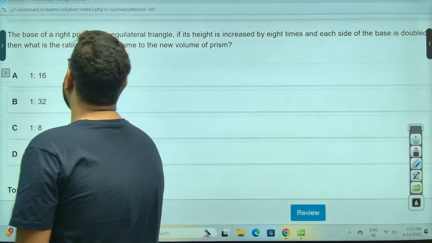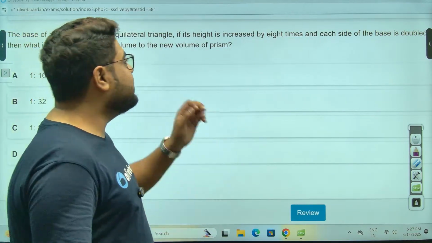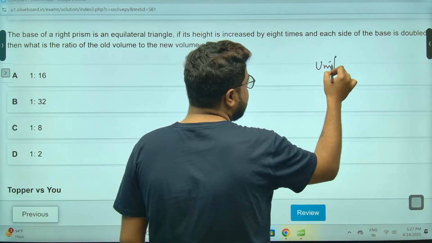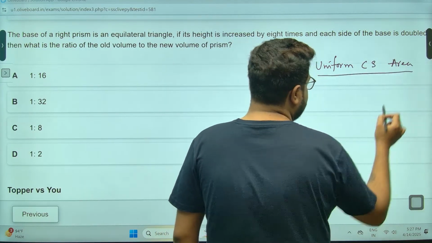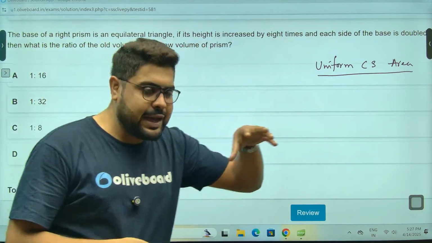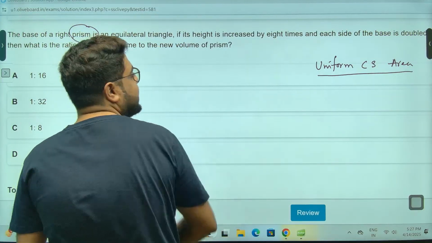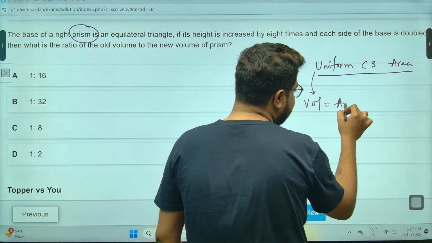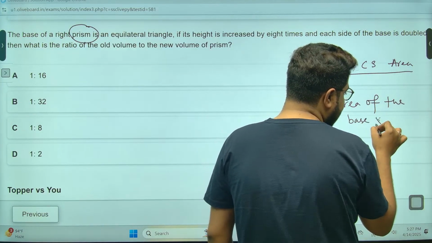The base of a right prism is an equilateral triangle, and the height is increased by 8 times. Remember, for any 3D figure having uniform cross-sectional area, meaning whether you cut from the middle, the bottom, or the top, the cross-section area is always the same. Prism is one such thing. There the volume formula is area of the base into height.